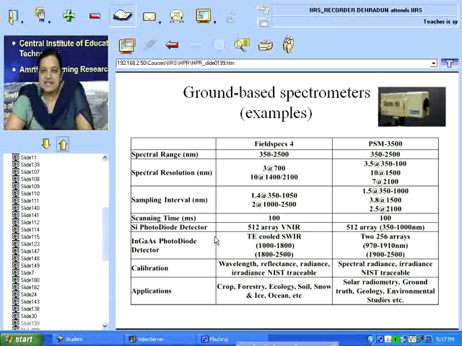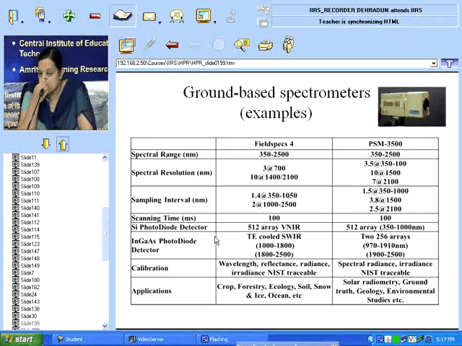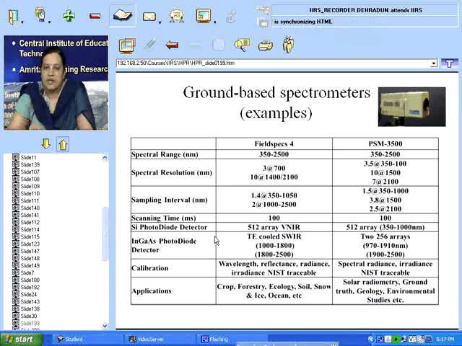This is an example of a ground-based spectrometer. There are many spectroradiometers, but I'm just mentioning two of them here: FieldSpec and PSM 3500, which has a spectral range from 350 to 2500 nanometers. With a spectral resolution, it can go of the order of 3 nanometers up till the visible region of 700, and 10 nanometers up till 2100 nanometers or 1400, depending on what type of resolution is being purchased by the user.